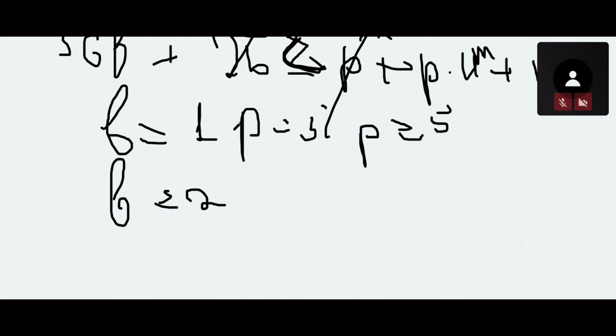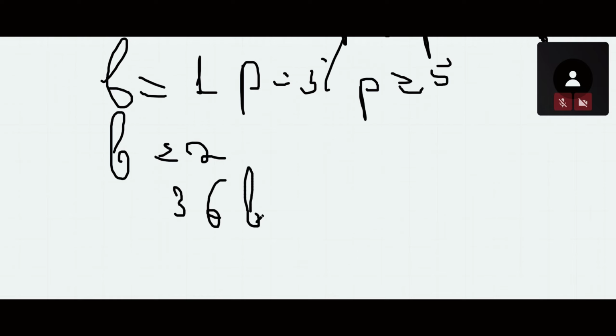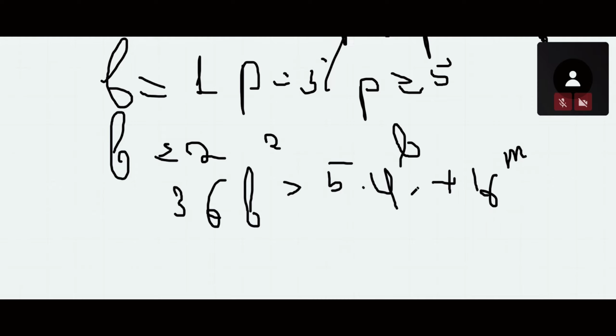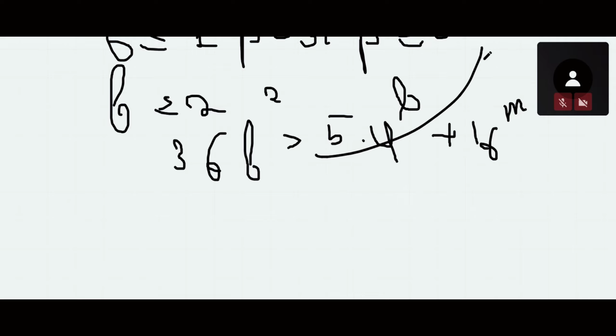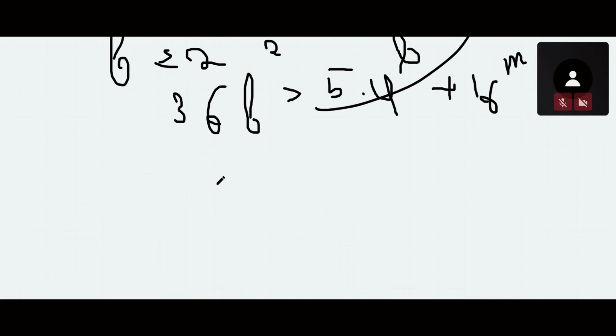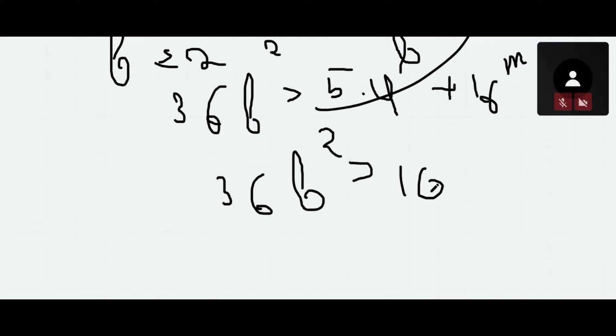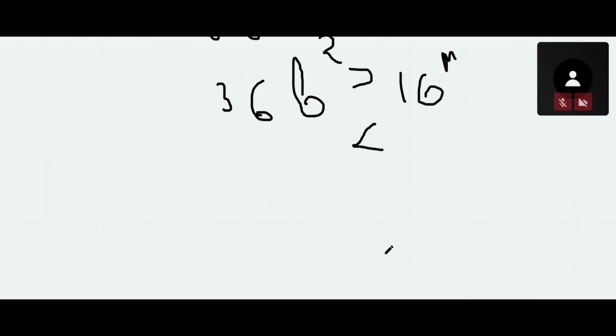Yes, and this part will go, then it will be 36b squared is bigger than 4 to the power of m plus 16m. Okay, then we can remove this part. If we prove that 36 squared is bigger than 16m, then we can say that there is another rule. But if it's like this, then there is no rule beyond the pair of 5 and 6.